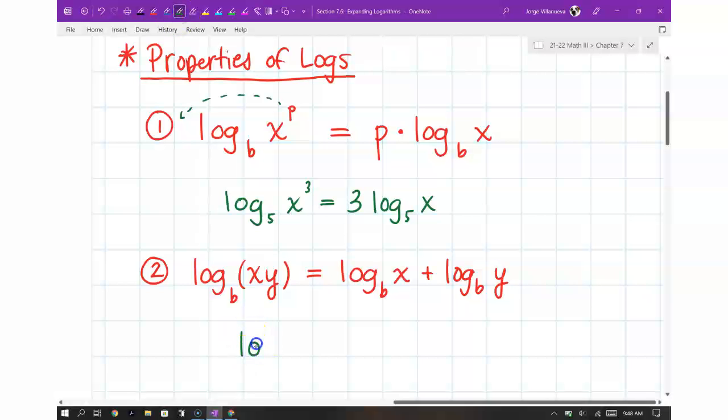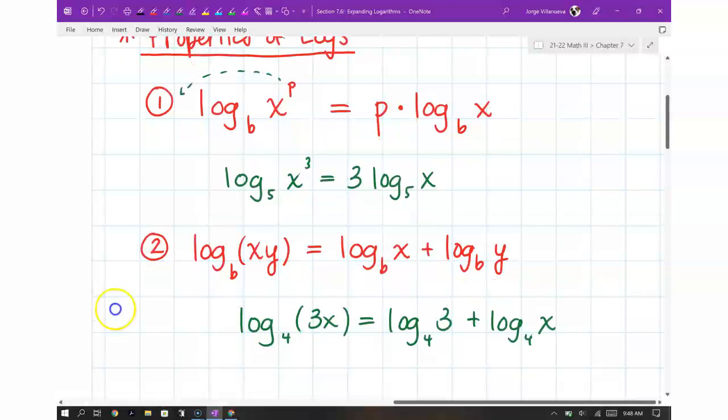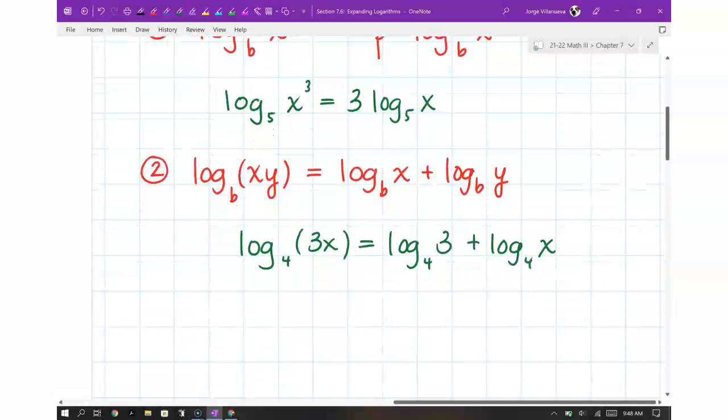So if I were to give you, like, say, log base 4 of 3x, then you would write log base 4 of 3 plus log base 4 of x. Because 3 times x, right? That's a product right there. So we just expand it to log base 4 of 3 plus log base 4 of x.